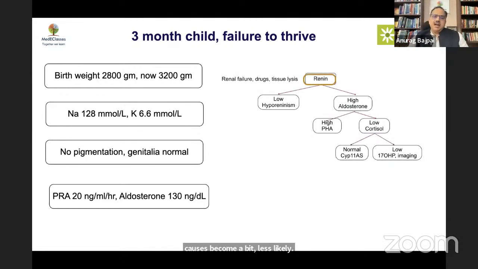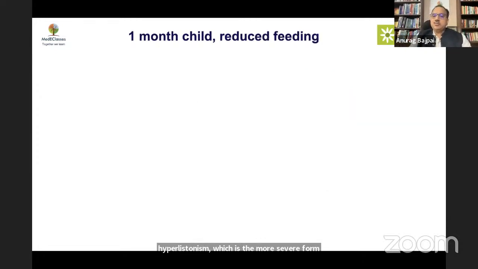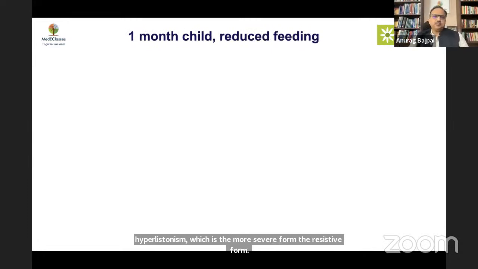We find that PRA is high. Aldosterone is also on the higher side. This is pseudo-hypoaldosteronism, which is the more severe form, the recessive form. You will also have respiratory manifestations which may happen in that regard.